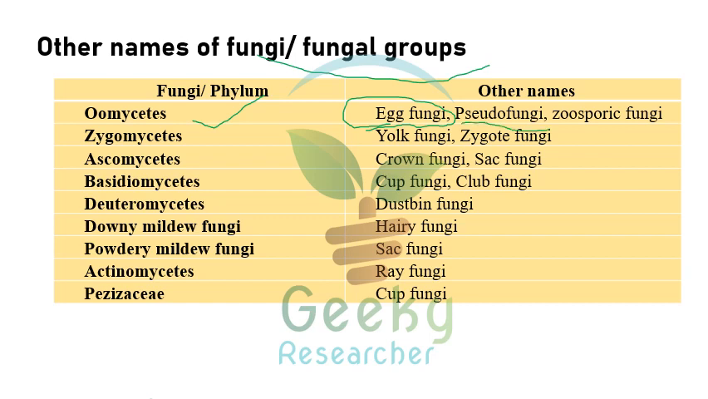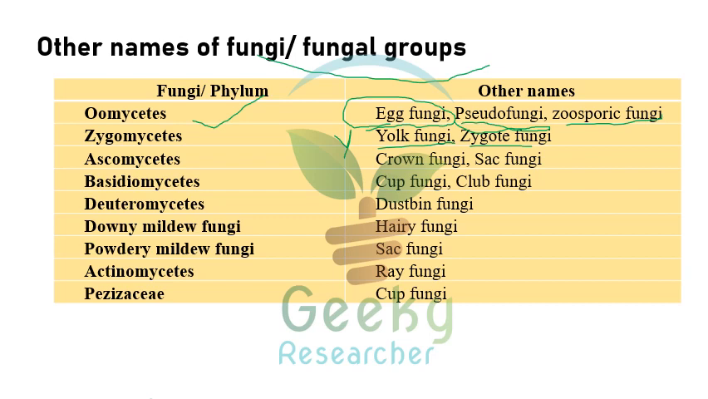Pseudo fungi, but it is a lower fungi. We know very well that Oomycetes is also called pseudo fungi and also called zoosporic fungi because in their life cycle zoospores are produced. That's why it's called zoosporic fungi. And Zygomycota is called yolk fungi because it produces the zygote, that is called yolk, otherwise called zygote fungi.